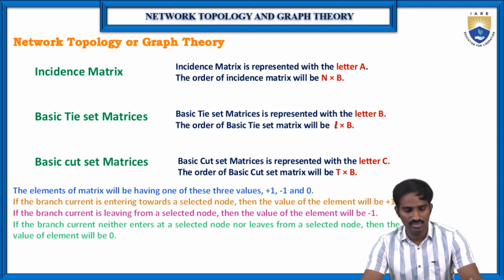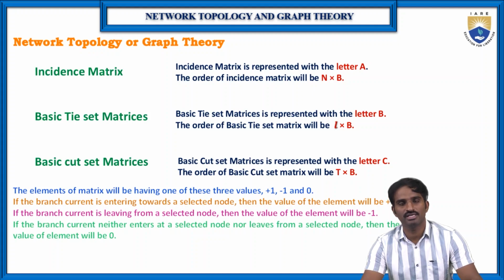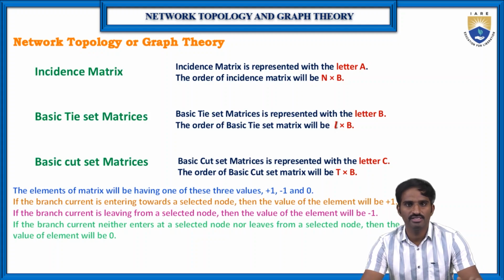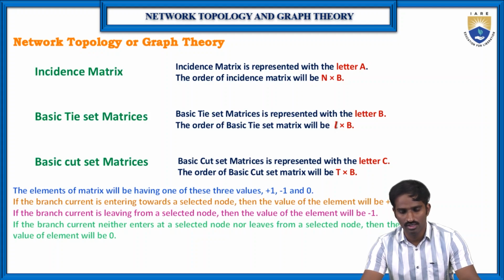How the incidence matrix, basic tie set matrix and cut set matrix help to reduce the network or find the response across any element, these things also we have discussed in the previous class, like what is meant by the incidence matrix, the basic tie set matrix and the cut set matrix. Of course, the incidence matrix is represented with the letter A, the basic tie set matrix with B, and the basic cut set matrix with C.